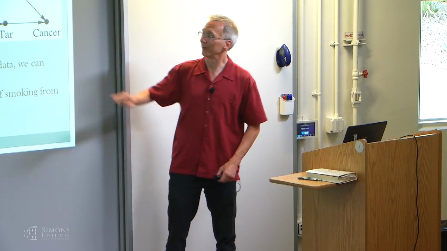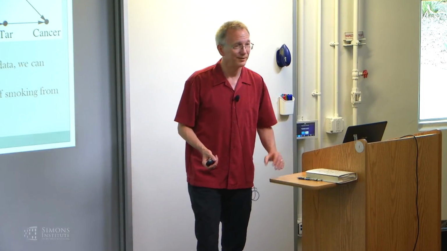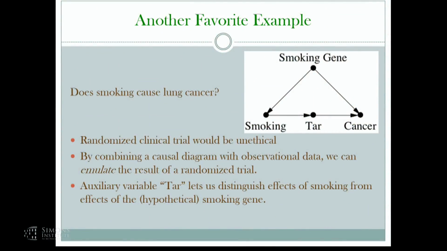Why is this important? Well, because you can't do a randomized trial. You can't tell one group of people don't smoke and another group of people please smoke for 30 years, 2 packs a day for the sake of science. That wouldn't get you very many volunteers, even in the 1950s, I don't think. But by using the causal analysis, you can emulate what the result of the randomized trial would be. And as I said here, the auxiliary variable basically lets you pick out how much of the effect is coming from smoking.